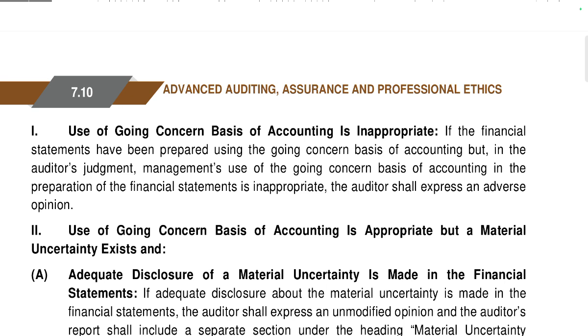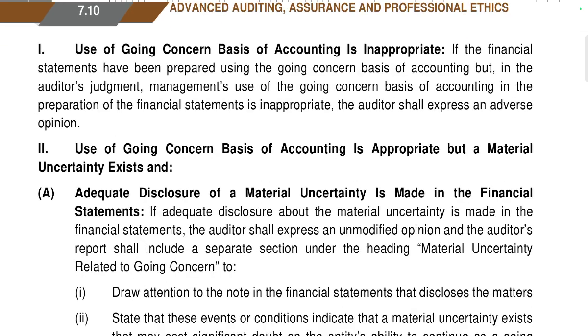Use of going concern basis of accounting is not appropriate. If the financial statements have been prepared using the going concern basis of accounting but, in the auditor's judgment, the use of the going concern basis of accounting in the preparation of the financial statements is inappropriate, the auditor shall express an adverse opinion.